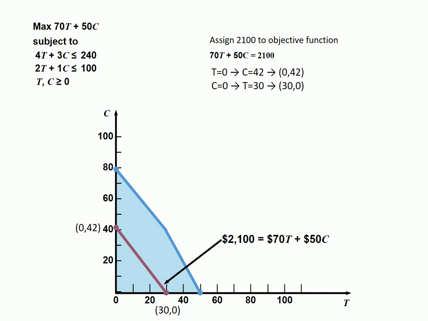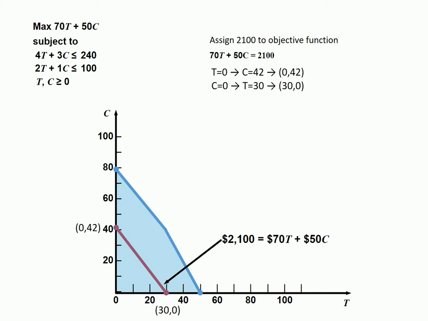We call this purple line an isoprofit line because all the points on this line will give you the same objective value of 2100. So in other words, we find lots of feasible solutions that give an objective value of 2100. The question is, is it the best we can get? Can we get a higher value?